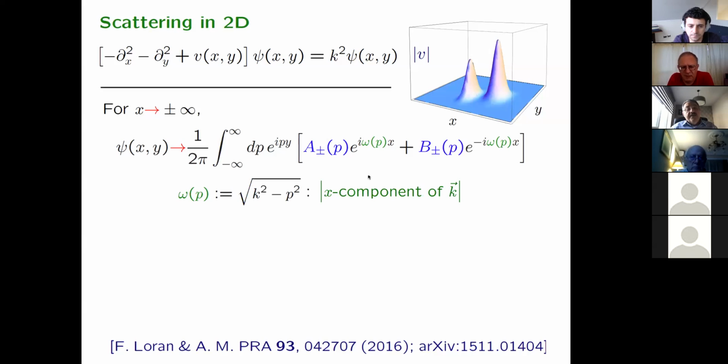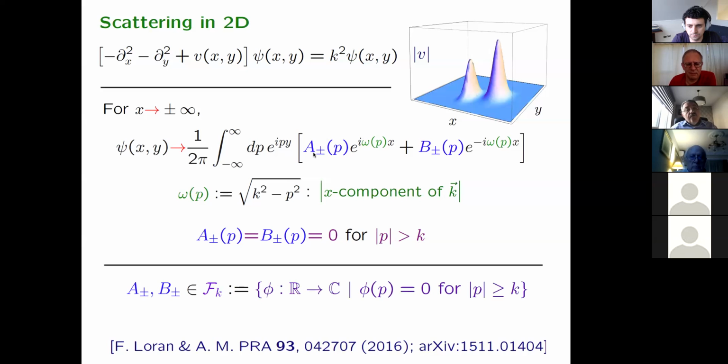And as you see, since I want plane waves, this omega must be real. That means I'm not allowed to take p bigger than k or less than minus k. I can make sure of that by saying that these coefficients, which can depend on p, will be 0 when the absolute value of p is bigger than k. Okay? So these coefficient functions, a plus minus, b plus minus, which correspond to plus minus infinity when x goes to plus minus infinity, are functions which satisfy this condition. They vanish when the absolute value of p is bigger than or equal to k, and this gives you a function space to which these a plus minus and b plus minus belong.